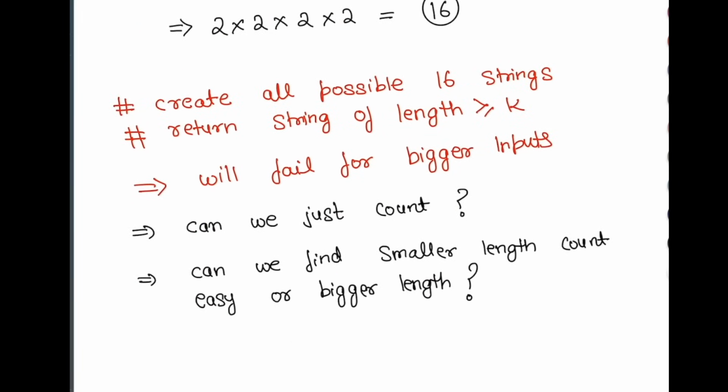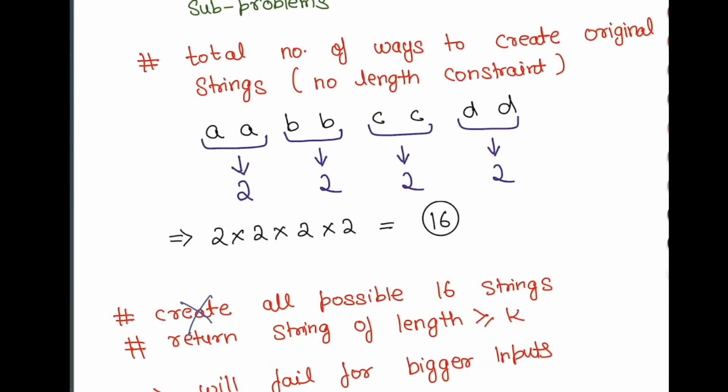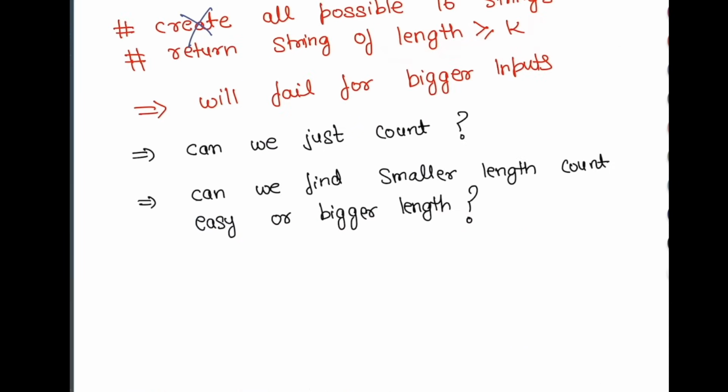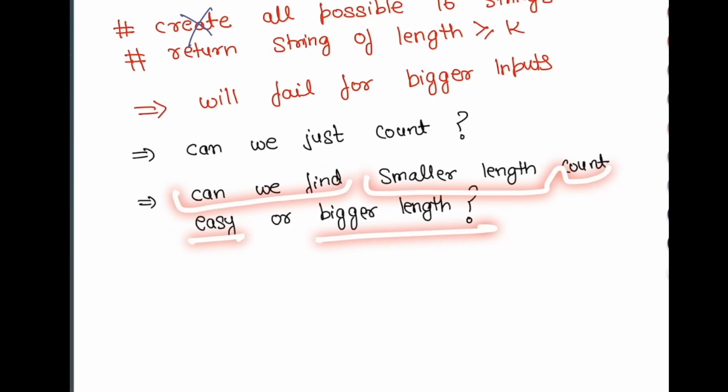Now if we cannot create the strings, that's for sure we cannot create, right? Then what can we do? See, the question says that you just need to find out the count, right? So can we just count? Can we count how many strings we can create of length more than or equal to k? See, the thing is, we can count how many total number of strings we can create, but out of this total we need to find out a way so that we can just count the strings of length more than or equal to k. So another question is, can we find smaller length count easily or bigger length count easily?